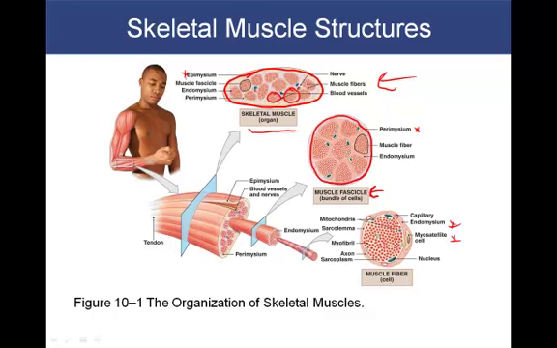So again, we've looked at the various ways connective tissues are associated with the organ itself, the muscle itself, and there are three major organization of connective tissues. We have the epimysium covering the organ, the skeletal muscle. We have the perimysium covering a muscle fascicle. And then lastly, we have the endomysium covering the muscle fiber.